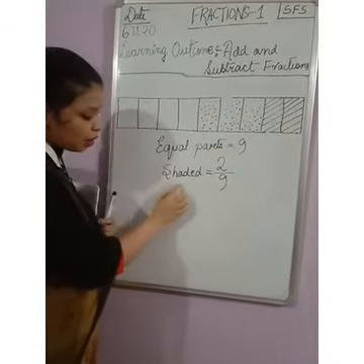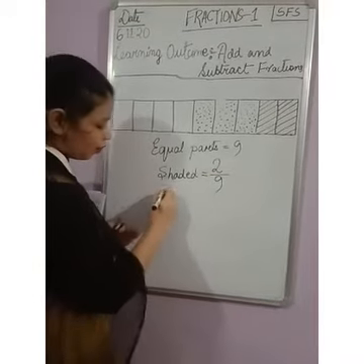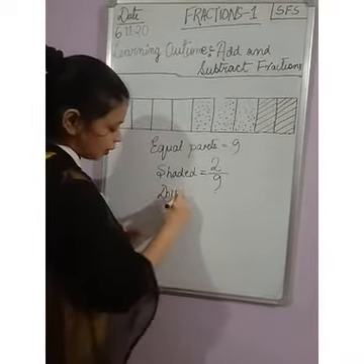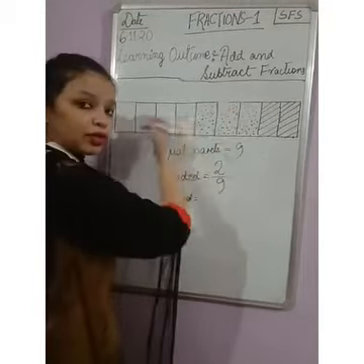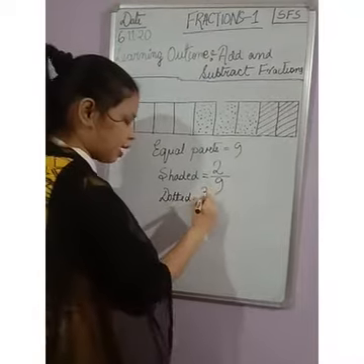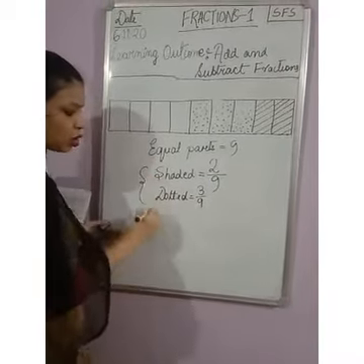Now it has been mentioned here shaded, so what will come here? 2. Now if I write dotted, what will come here? How many dotted are there? 3. Out of total 9. 3 by 9.